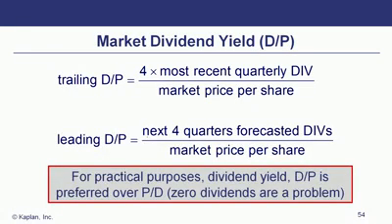So the trailing dividend yield is the 4 most recent quarterly dividends divided by the market price. The leading is the 4 forecasted dividends for the next 4 quarters, divided by the market price. For practical purposes, dividend yield is preferred over price to dividends. Because why? If it's a growth company and it pays no dividends, you can't have a 0 in the denominator. The ratio becomes meaningless and becomes a problem.